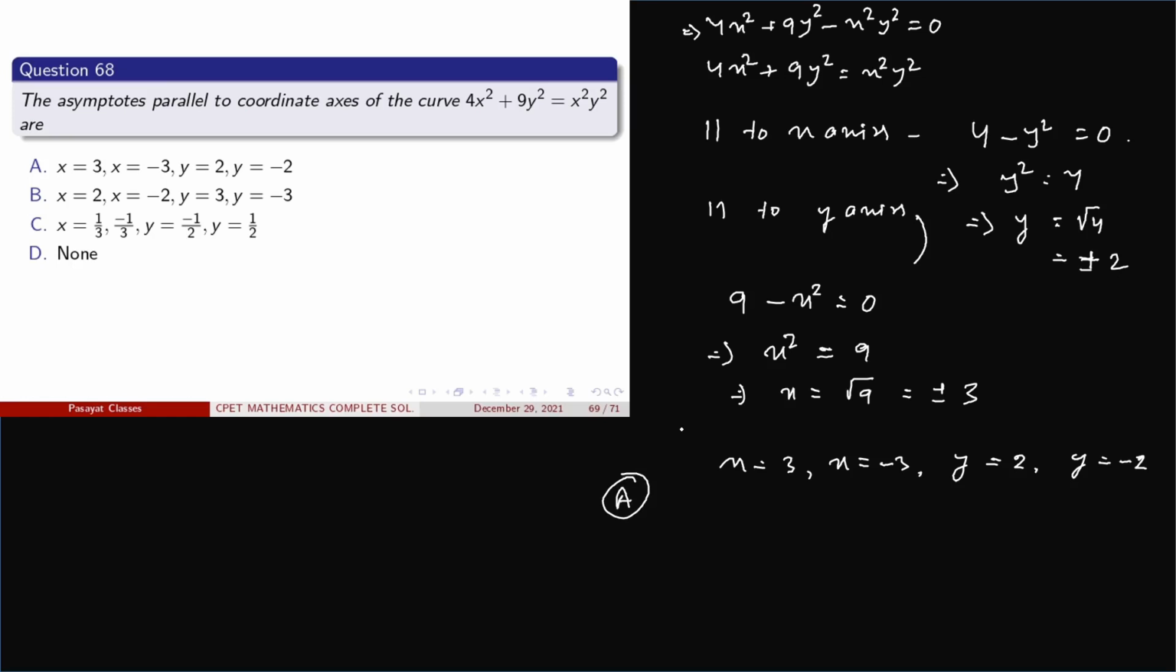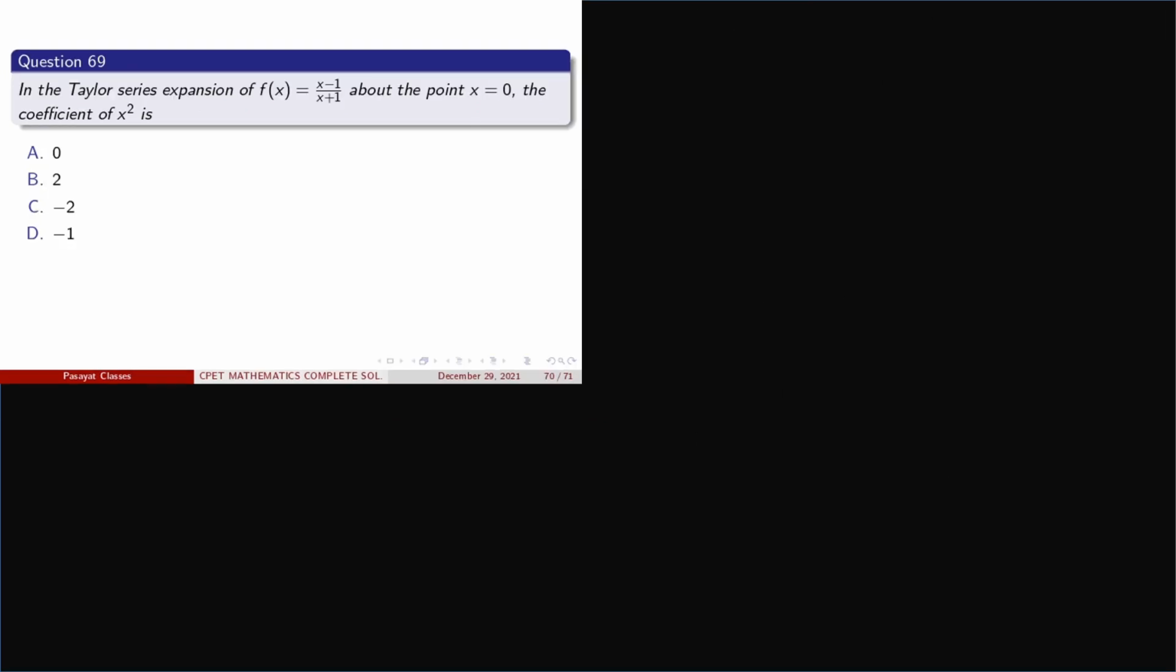Now come to another question. So question number 69. Here the function f of x is given as x minus 1 by x plus 1, and we have to find the Taylor series expansion about the point x is equal to 0.